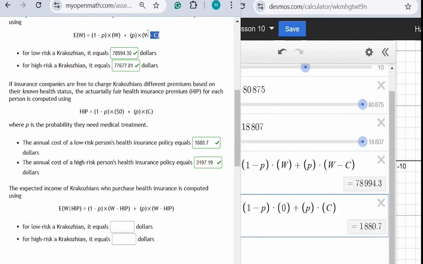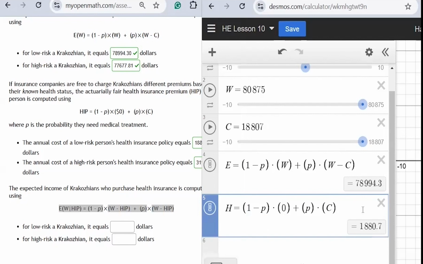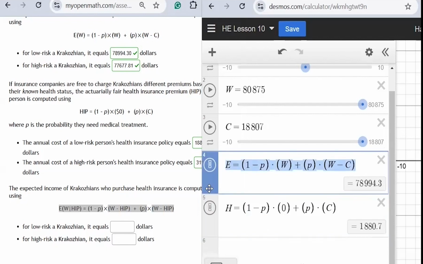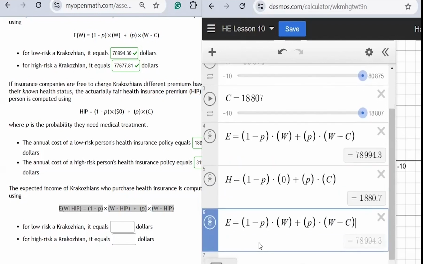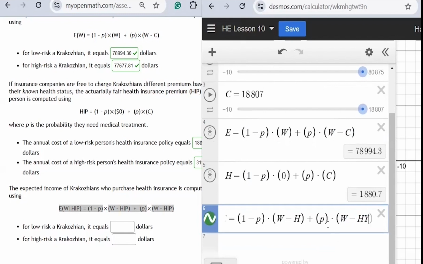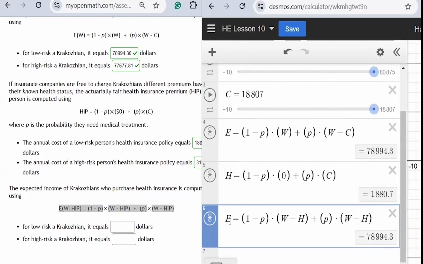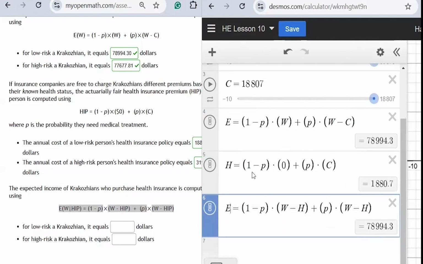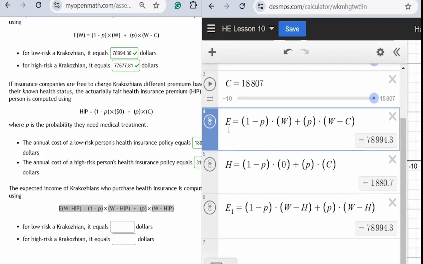Here we're uninsured. So this is the expected earnings of somebody who's uninsured. And this is the expected earnings of somebody who is insured. So what I'm going to do here is copy this and paste it in line 6. And then I need to change this to W minus our health insurance premium. And I need to change this to W minus H, which is our health insurance premium. I need to denote this maybe as subscript 1, and this is subscript 0.